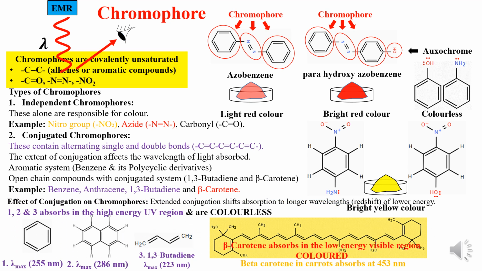So definitely there is an effect of conjugation on the chromophores. Extended conjugation shifts the absorption to longer wavelengths. That is, you find the bathochromic or the red shift. So whenever there is extended conjugation, you will find that radiation is absorbed at longer wavelengths, which is of lower energy.